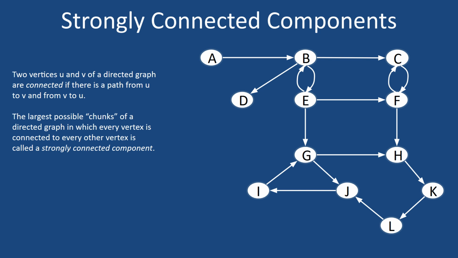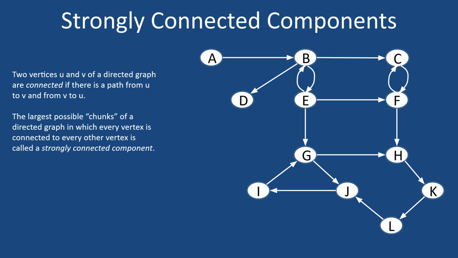D is going to be part of some chunk. Can any other vertex be part of the chunk D is in? No, because D is a single. Okay, so D is a chunk to itself. Right? What's another thing that is in a chunk to itself?